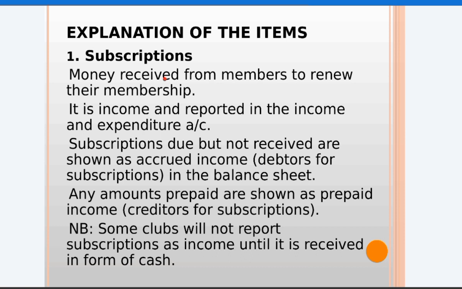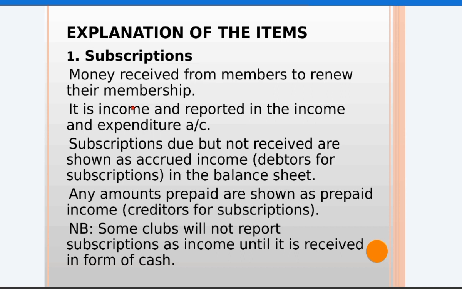So any money received from the members for renewal of their membership, or they are making it for the first time, is treated as income. And if it is treated as income, then we find it as a revenue item in the income and expenditure account. So this is an item of income and expenditure account.